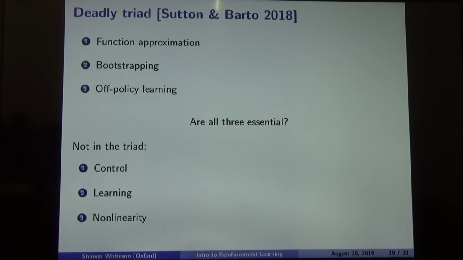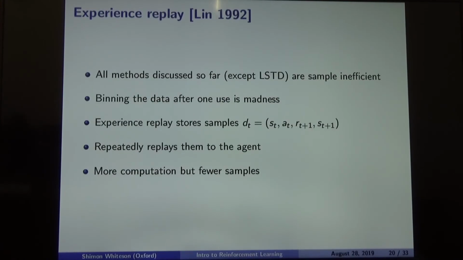Nonlinearity is also not in the triad. So this is not a problem that's specific to neural networks. We can experience divergence using linear function approximation, again, as long as we're bootstrapping and doing off policy all at the same time.